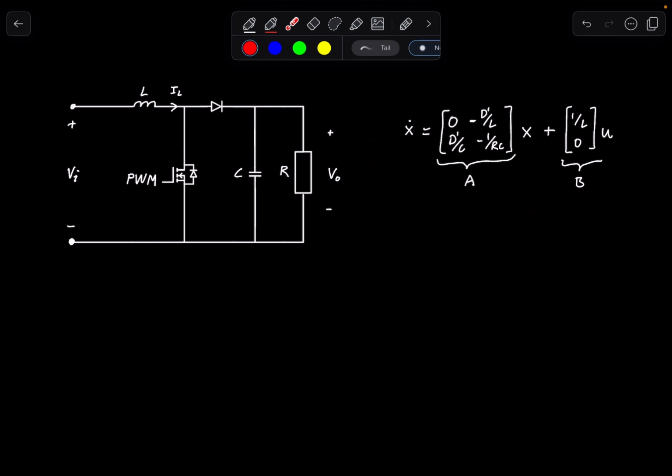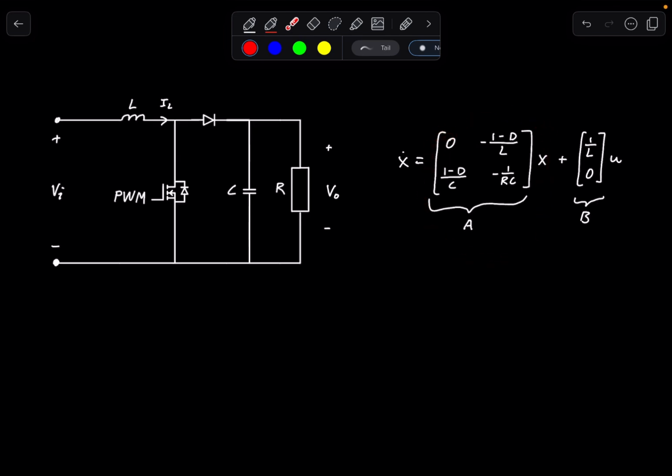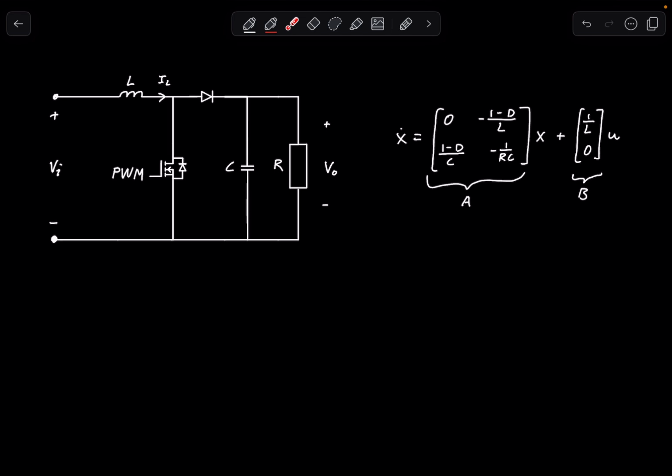We need to add another variable. And therefore, we can linearize around the equilibrium point of this state space model. So I just rewrote the A matrix, so we have 1 minus D because we need that now. So now we want to linearize this state space model. So we have the derivative of x dot with respect to the duty cycle. So we know that we can just ignore this B matrix because it doesn't have any duty cycle.